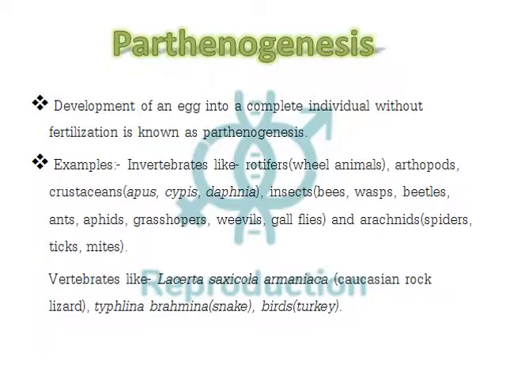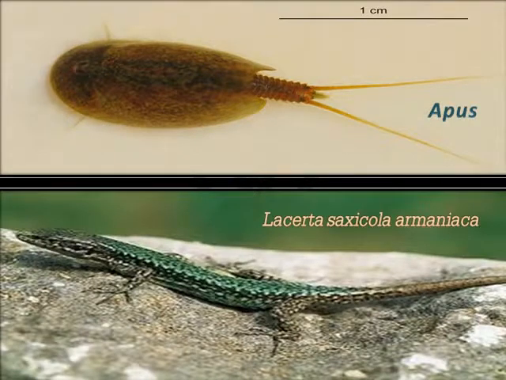Here the gamete, the female gamete, that is the egg or the ovum, is formed, but it is not fertilized with the male gamete. Without fertilization, it develops a new organism. Here are given so many examples of invertebrates and vertebrates where parthenogenesis takes place.